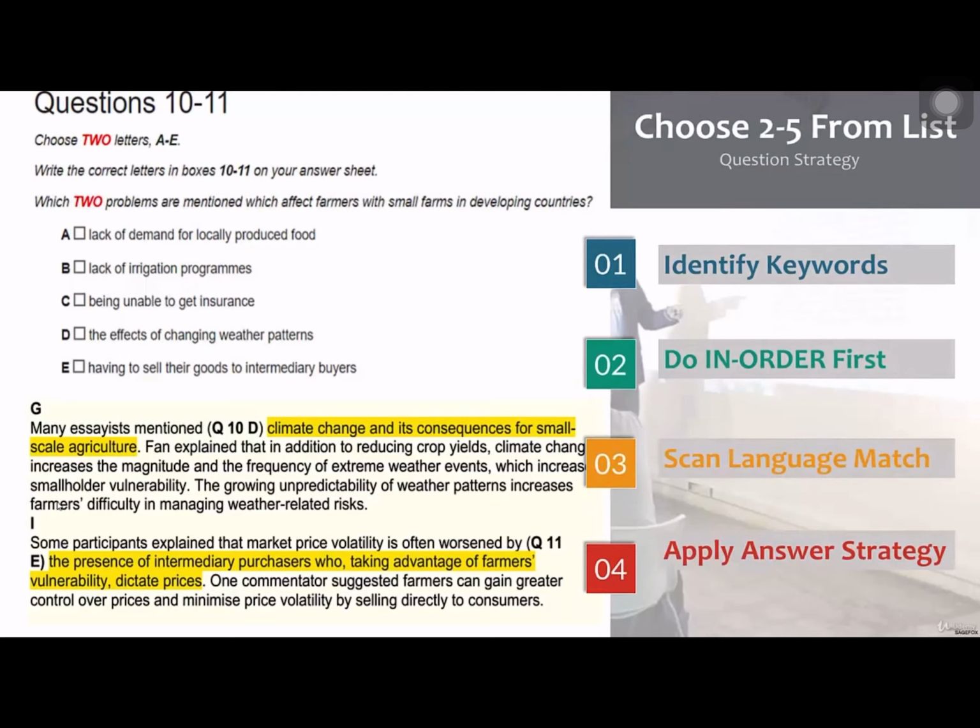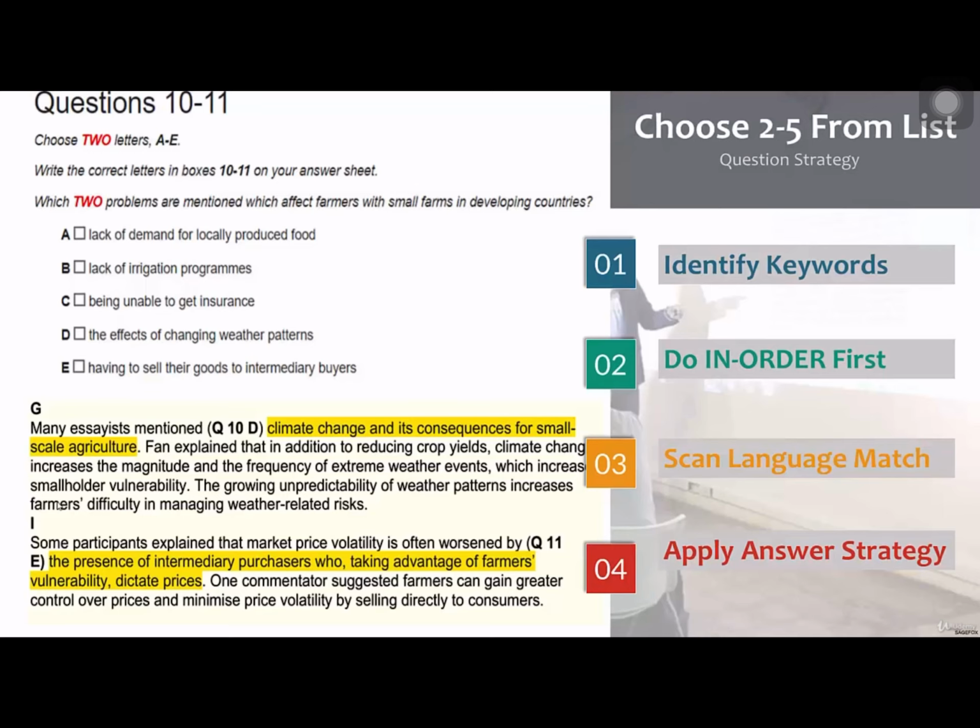So, you see the strategy on the right-hand side. Identify the keywords, do the in-order questions first, scan for the language match, apply the strategy. So for this one, what we're looking at is where you have to choose 2. It says, which 2 problems are mentioned which affect farmers with small farms in developing countries? So in paragraph G, we found that it says many essayists mention climate change and its consequences for small-scale agriculture. That's a match for D, in terms of climate change, changing weather patterns.